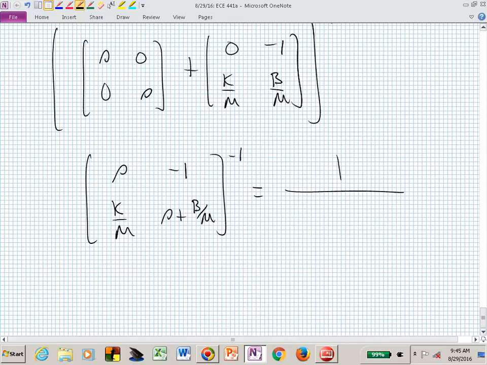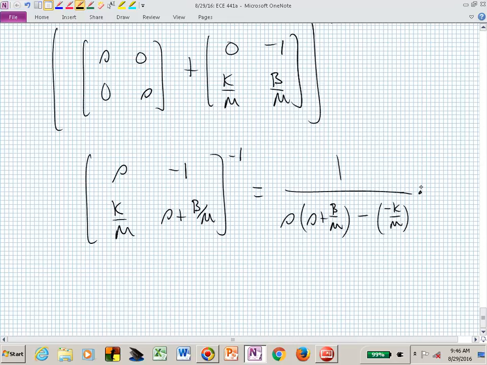So let me now find the determinant. What's the determinant of a 2 by 2? Diagonal multiplied minus the off diagonals multiplied together. So now I have S times S plus B over M minus 1 times K over M. There's my determinant. And if you multiply that out, you'll end up with S squared plus B over M S plus K over M. That was in the denominator of our G of S, wasn't it?